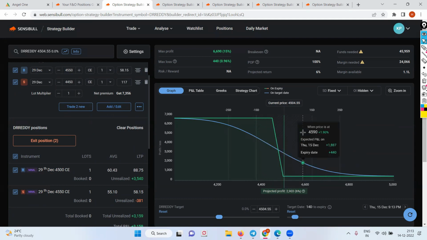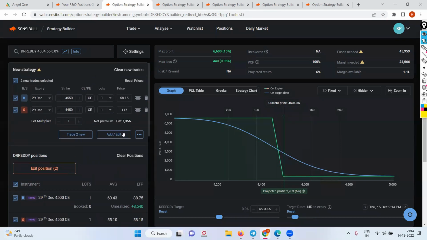So now, check. If the market falls, if Dr. Reddy takes a retracement of just like 1.2%, you will be getting almost 6,900 profit. Right? Still, you'll be getting 440 profit, but your view changed here. Your view is Dr. Reddy will retrace. I'm showing you for those guys whose view is a retracement or a sort of reversal, you all know. Okay, now what I'll do, I'll just try to increase this loan.